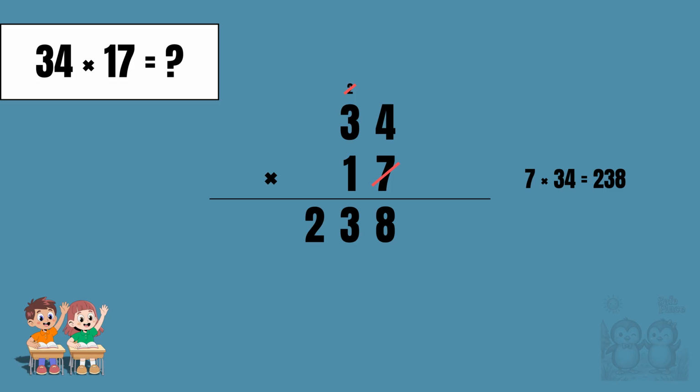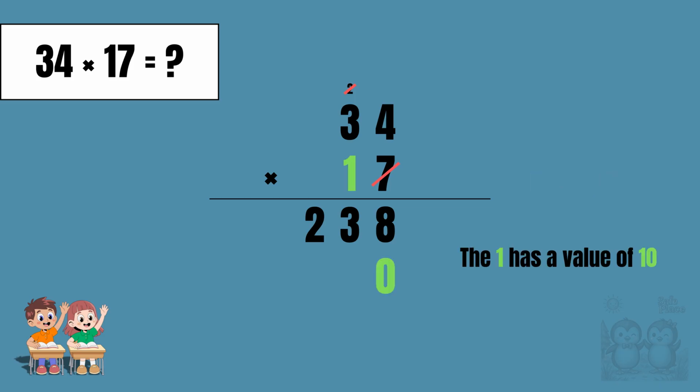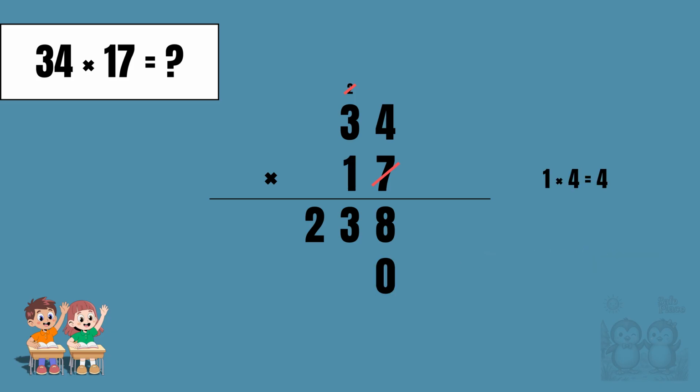The next step can be a bit confusing, so pay attention. For 10 times 34, we first need to write a 0 in the 1's place. We do this because the 1 in 17 represents 10, and the 0 represents that. Now we calculate just like before.